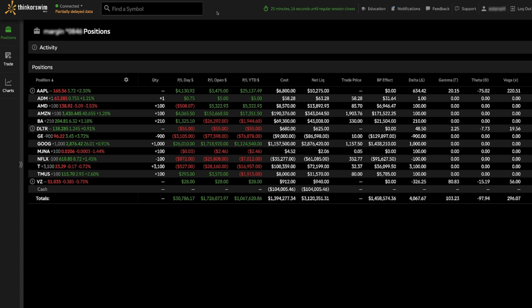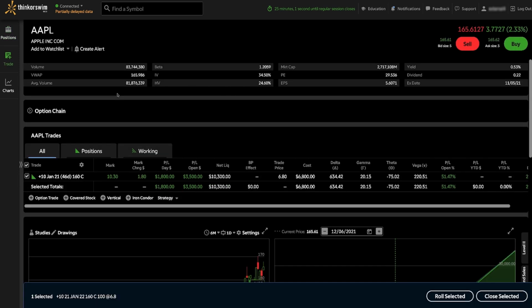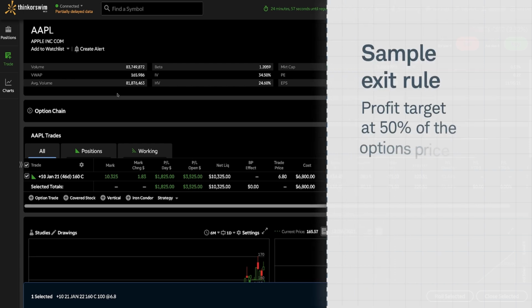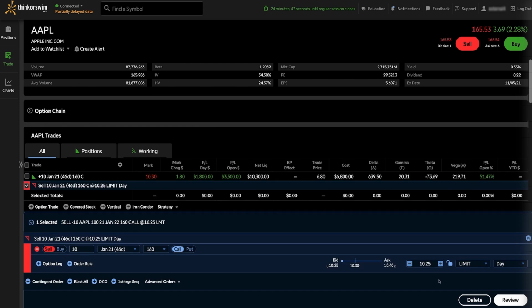For that, I'll use an example trade I entered a few weeks ago. Here under Positions, you can see that I bought 10 calls on Apple expiring in January. For this example, let's say we had a profit target of 50% on the trade, which you can see we've reached. So let's exit. To do that, I'll click Close Selected. You can see on the order ticket that we're selling our 10 contracts to close the position. I'm using a limit order and leaving the time in force as day.